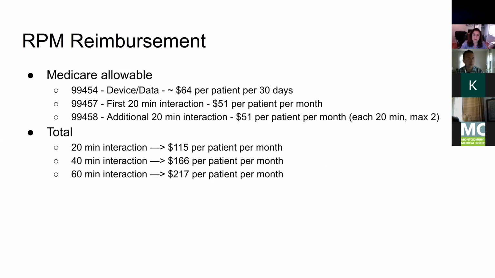So if you add up those numbers together, here you see the totals. We're talking about a reimbursement that's somewhere in the range of about $115 to $217 per patient per month, depending on the number of minutes of interaction. This is the full Medicare allowable. Like any other Part B service, Medicare would pay 80% and the patient would be responsible for a 20% co-insurance, which if they have a supplemental or Medigap insurance, that supplemental insurance should cover.